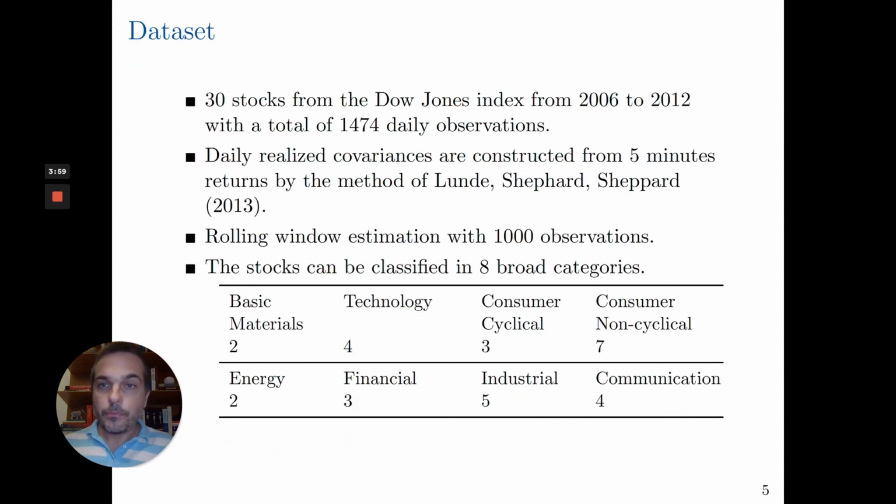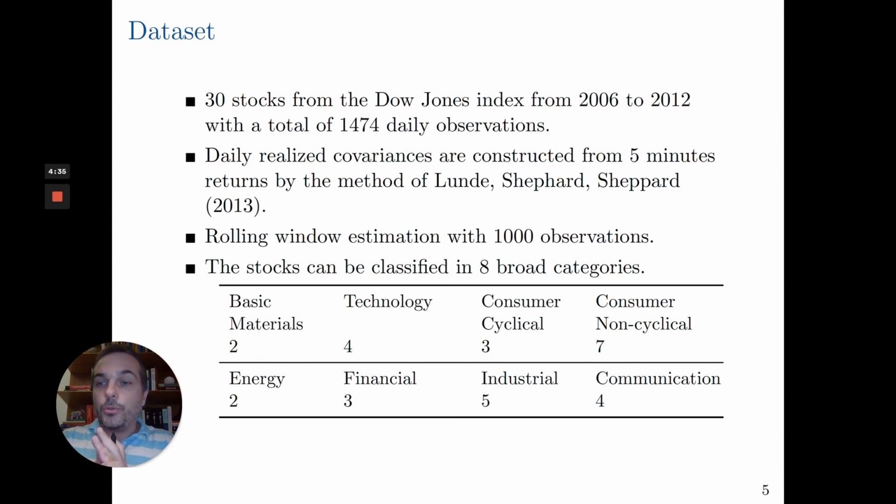So we have 30 stocks. The sample starts in 2006 and goes up to 2012. We have 1,474 daily observations. The daily realized covariances are estimated with a little twist, not exactly the estimator that I described to you, because there are some issues in intraday data, but there's no point in getting into detail about that. Just focus on the overall model setup.